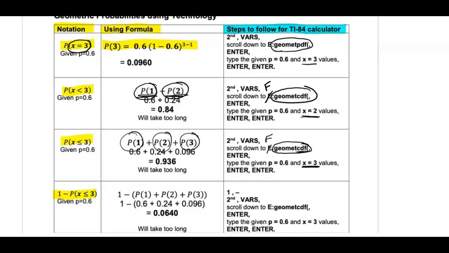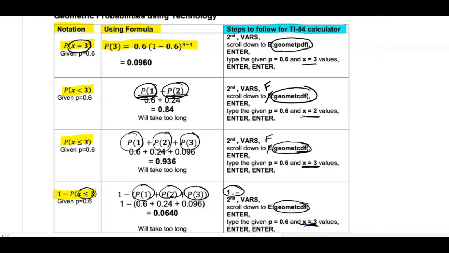And the last one, we have 1 minus. So what we see very different from the others is we're going to have 1 minus first. Then we're going to have the X is less than or equal to 3. So it's going to be 3, 2, 1. We want to add those up. Therefore, we have the geometric CDF, and our value is at 3.